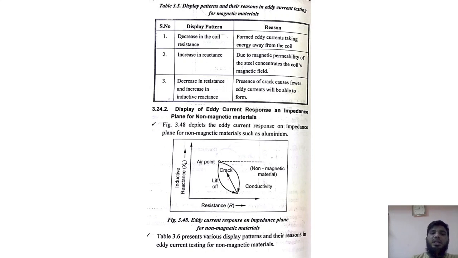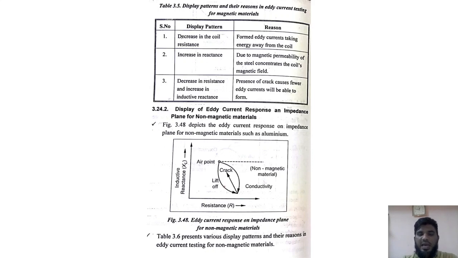If the material is non-magnetic, the lift off will be decreasing, because a non-magnetic material will not allow the current to flow through it. There will be no primary induction or secondary induction happening. Because of that there will be lift off, that is nothing but the reactance will be falling down. Similarly, there will be a fall in the conductivity, or the resistivity will be increasing.